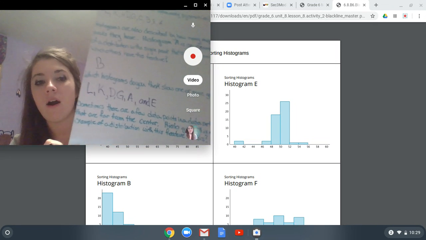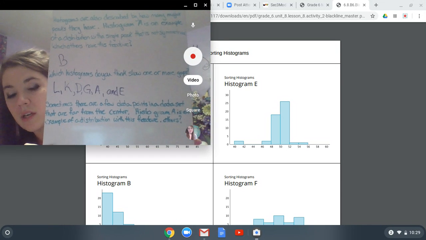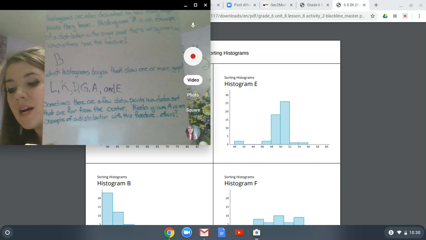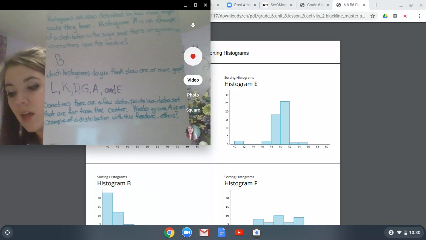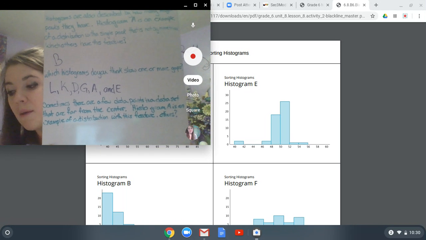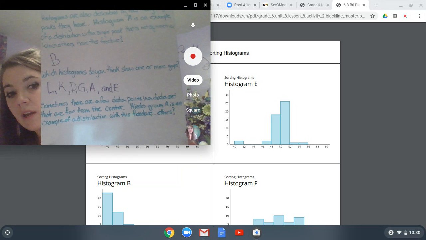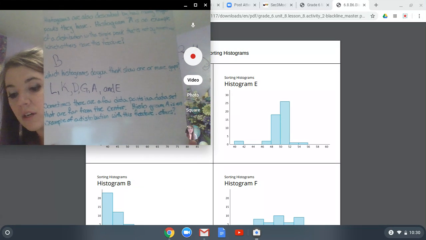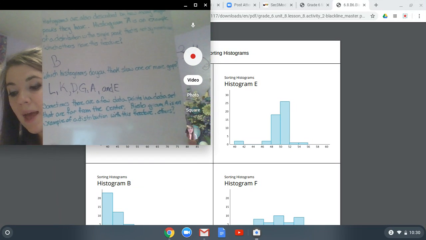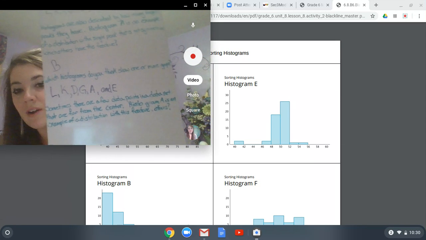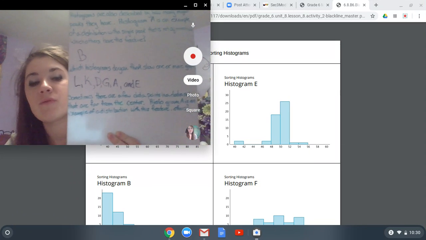Okay, and our last question or statement here. Sometimes there are a few data points in a data set that are far from the center. Histogram A is an example of a distribution with this feature. So we're looking for ones that are far from the center. Would you describe any other histograms as having this feature? If so, which ones? So we want to find ones that have data points far from the center.